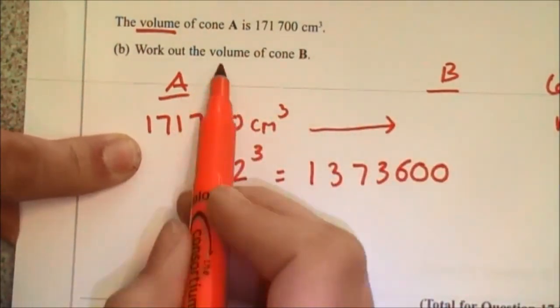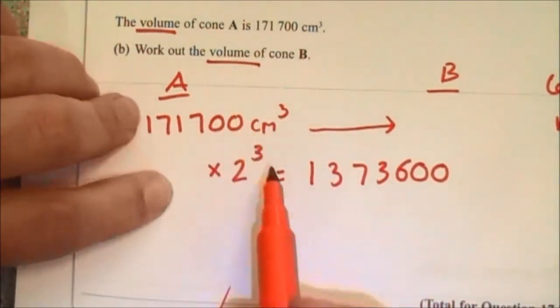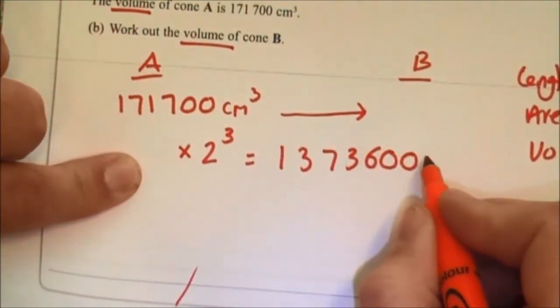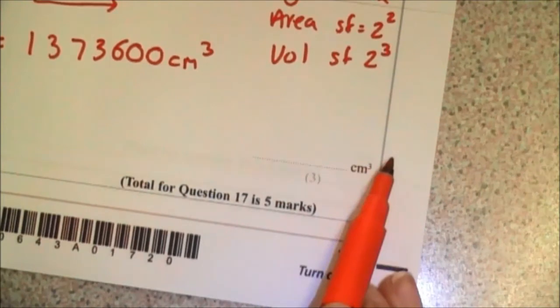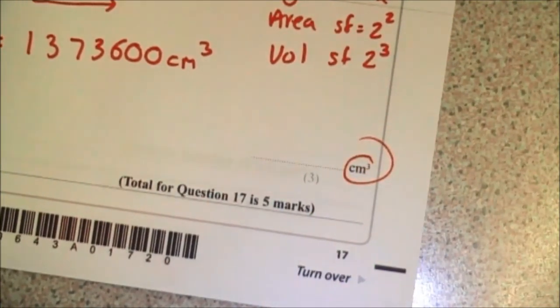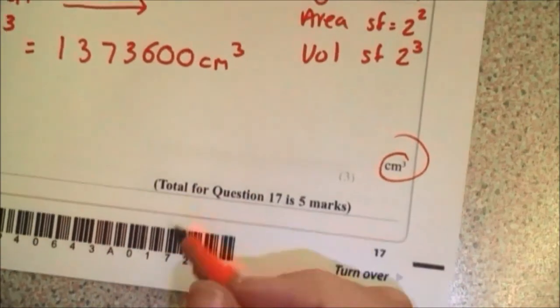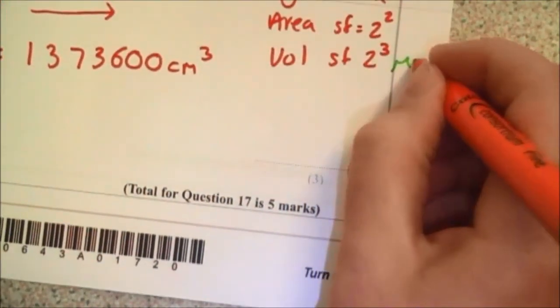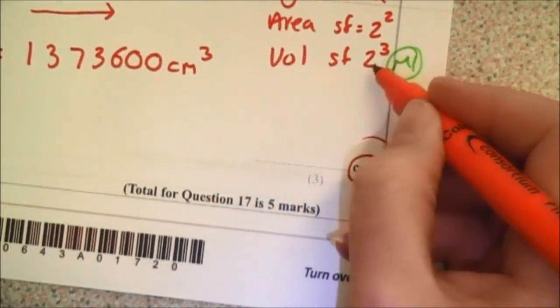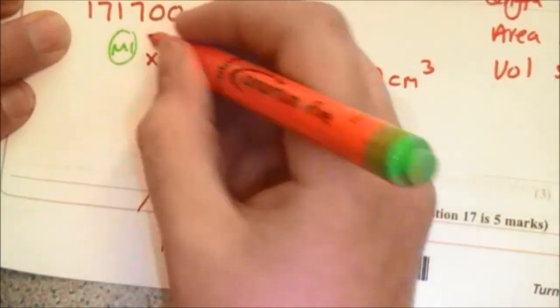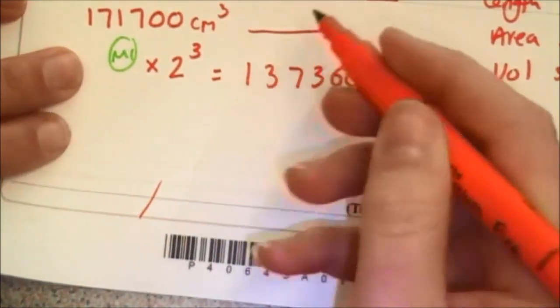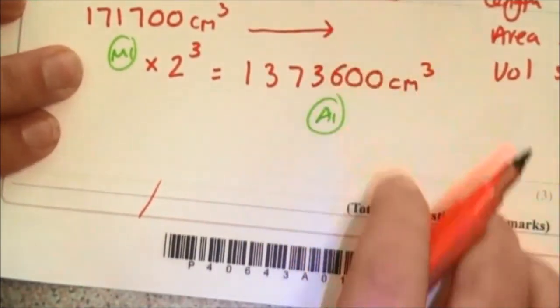They're asking me about a volume, so there might be a cheeky mark available for centimetres cubed, so it's worth putting it on. However, they've already included it, so I don't get a mark for that. Always worth checking though. And this was a 3-mark question. 1 mark for correctly identifying that it's going to be 2 cubed. You get the 2nd mark for showing that you're multiplying the volume by 2 cubed, and then the 3rd mark is your answer mark.